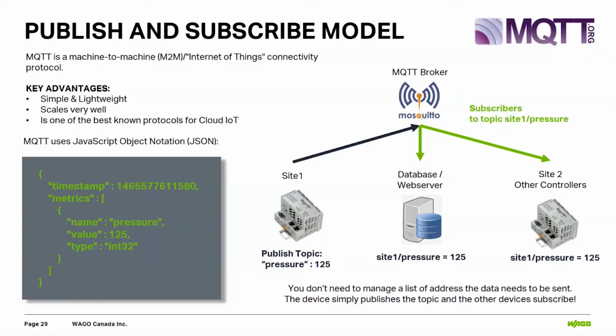So in this case, if we look at the information on the left-hand side here, basically I've set up my topic called pressure. My value is 125. I know that it's an integer. Okay, so site 1 publishes this topic. I have my database subscribing to it. Site 1, site 2, site 3, site 4, all subscribing to this. So you can picture that in a plant environment, when I want to start onboarding a lot of different types of smart devices, they can simply publish and subscribe topics to each other very quickly and efficiently, which makes this whole process a lot more scalable.